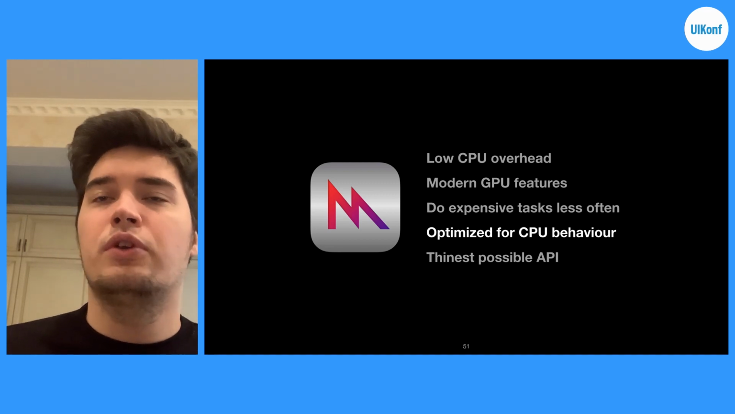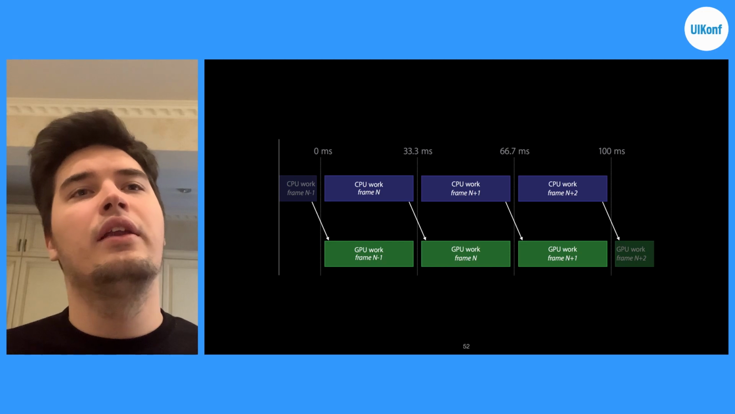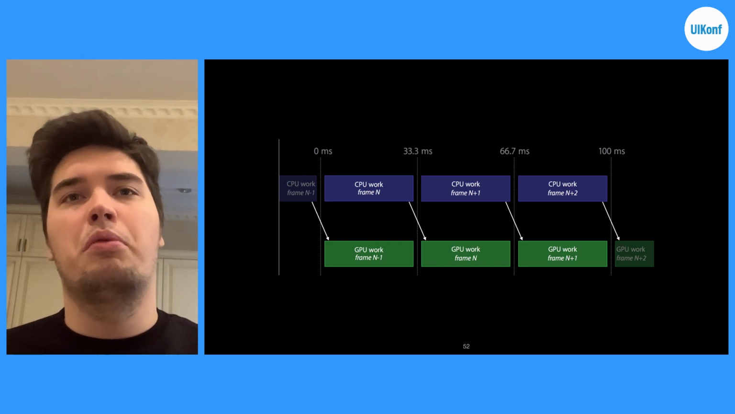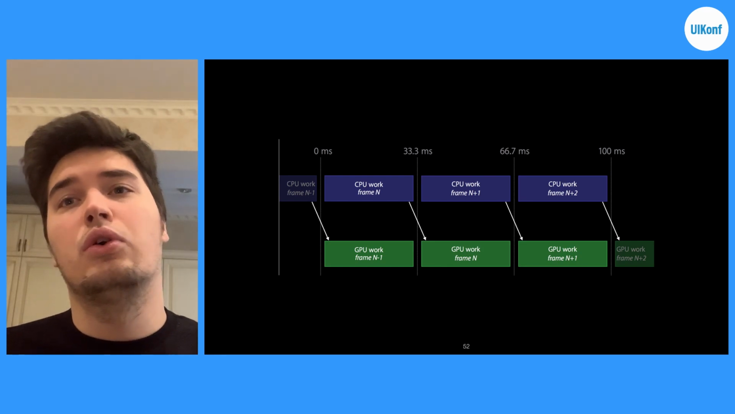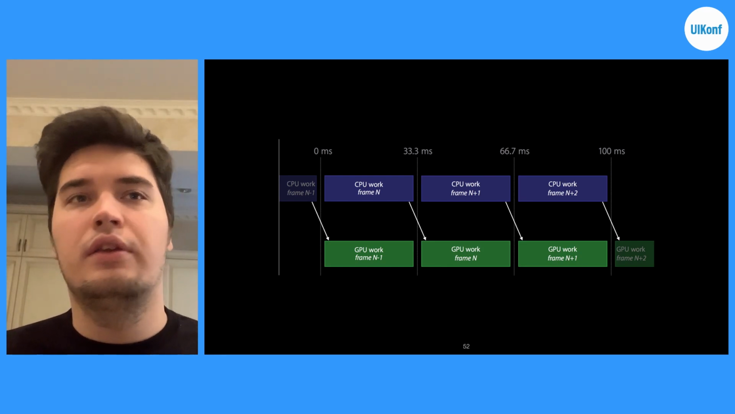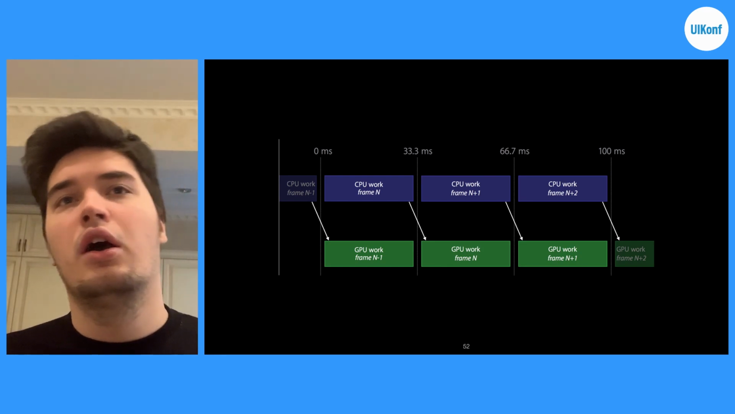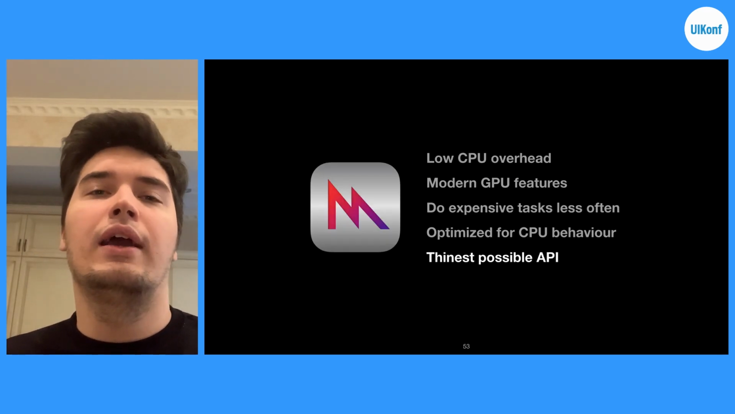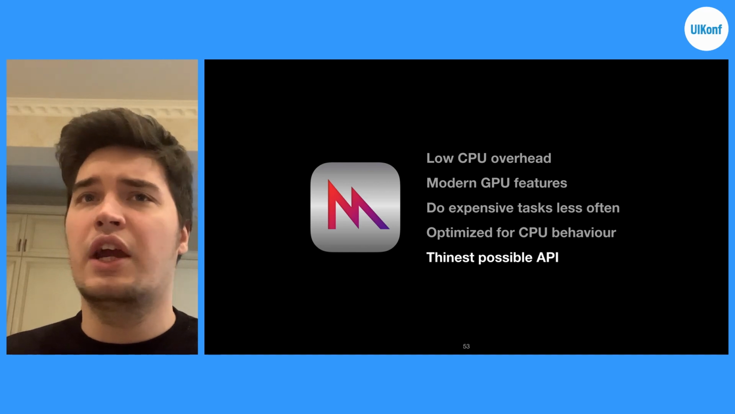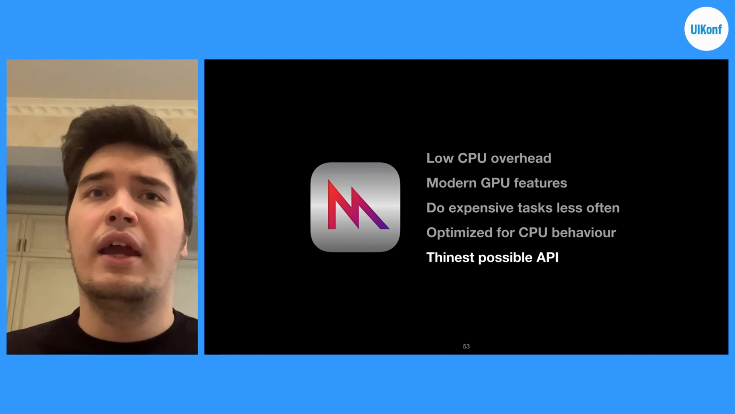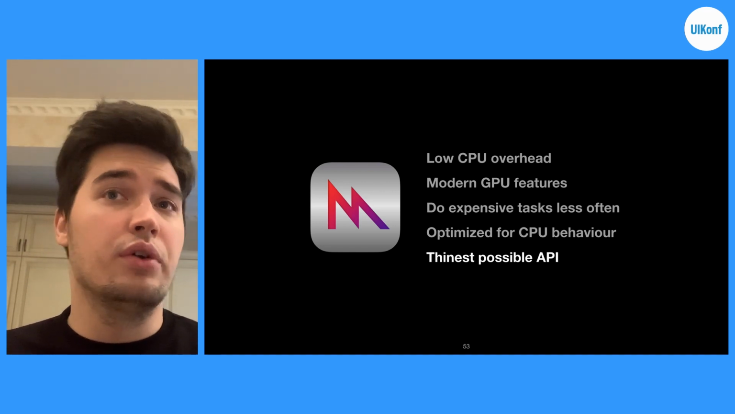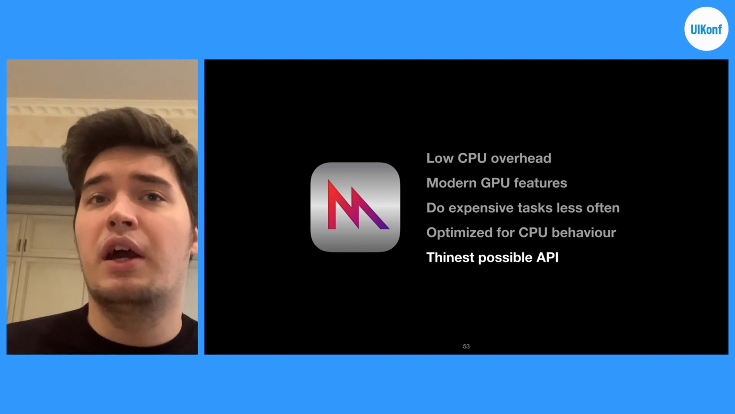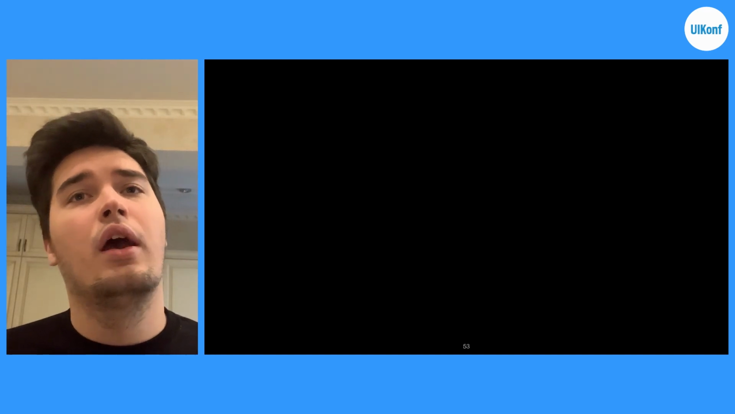It is optimized for CPU behavior in the sense that you can use your CPU to prepare the next frame while the GPU already renders the current one. So you have cross-device parallelization, which kind of doubles the time that you can spend calculating something. And the API is actually very clean and concise compared to what previous GPU APIs had.